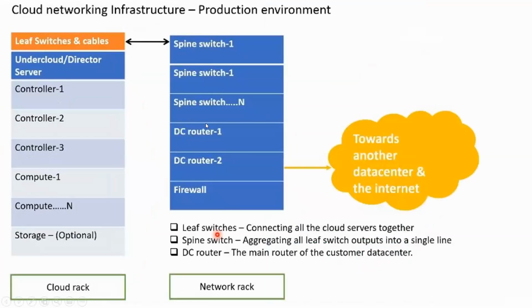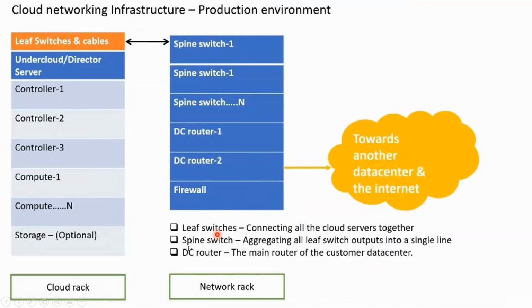So cloud infrastructure: the spines, routers, firewalls. If you're coming from a networking background, you would probably have a better idea. Switches connecting all the cloud servers. Spine switch aggregating all leaf switch outputs into a single line. Routers, the main routers of the data centers, guys. Okay, so all the servers are getting connected using the switches.